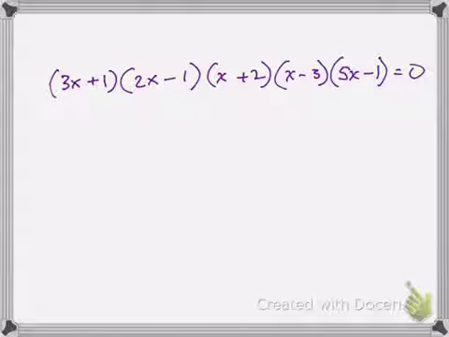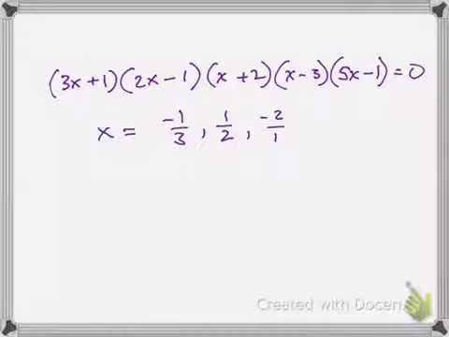Because it's in factored form, we can find the roots pretty easily, right? What are they? Negative 1/3, positive 1/2, negative 2, positive 3, and I'm writing these in this way for a reason, and positive 1/5. Those are our roots, our zeros.